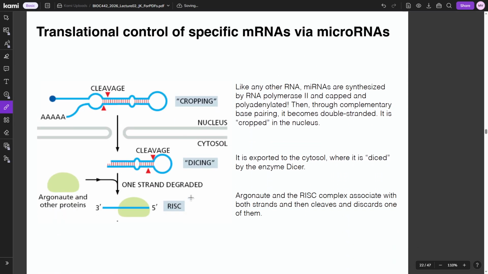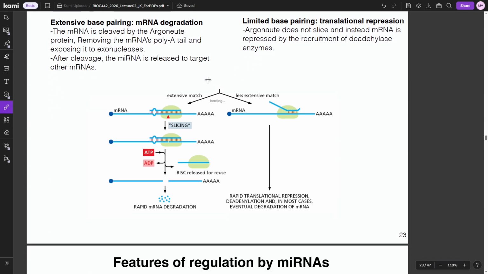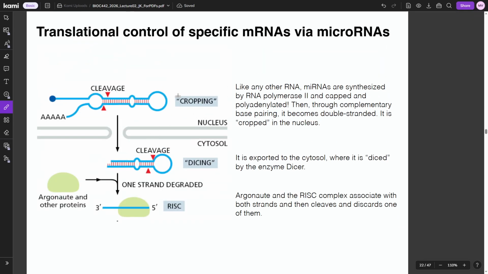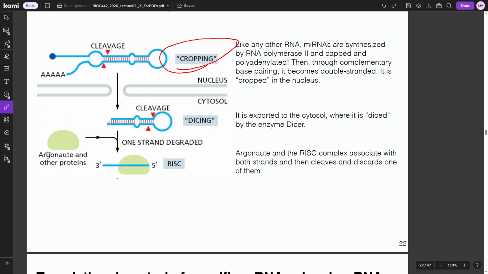So I talked about this already. Here's a RISC complex. So this is one way. Remember, I talked about this before, like this pathway here. So remember, maybe you transcribe an RNA and then you crop it in the nucleus, then you dice it into smaller sections of around 23 bases per microRNA. Then you bind these little sections to these argonauts and other proteins. And when you bind them, you form these RISC complexes.